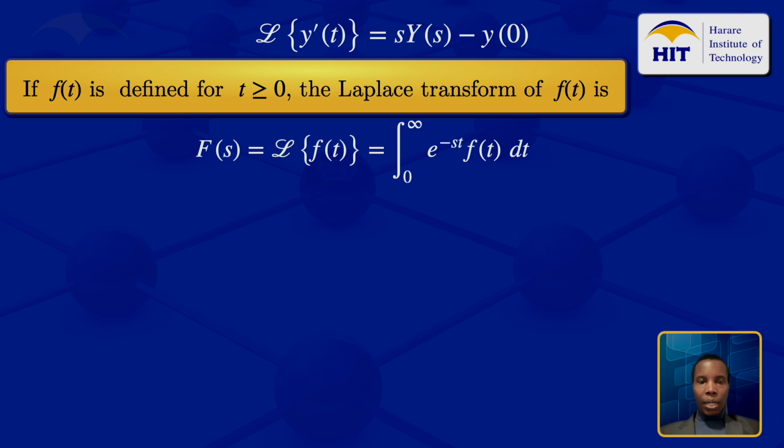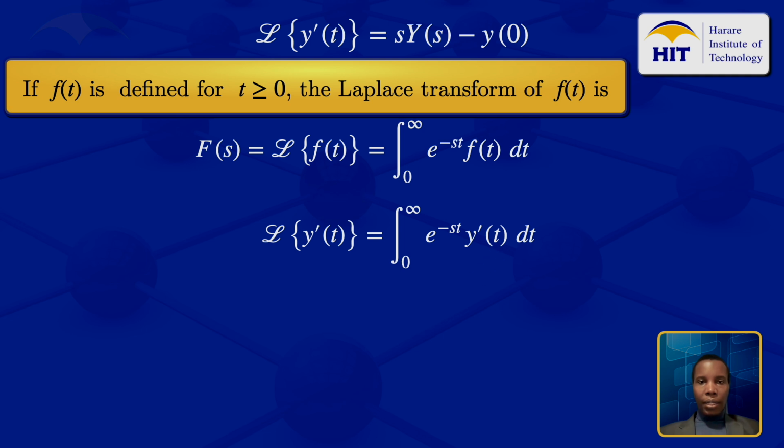So in this case, we want the Laplace transform of y prime. Wherever we have f of t here, we replace it with y prime. So we have the Laplace transform of y prime is equal to the integral from 0 to infinity of e to the minus st times y prime of t with respect to t. This t in parentheses is emphasizing that y is a function of t.